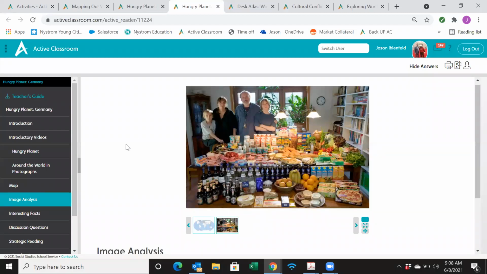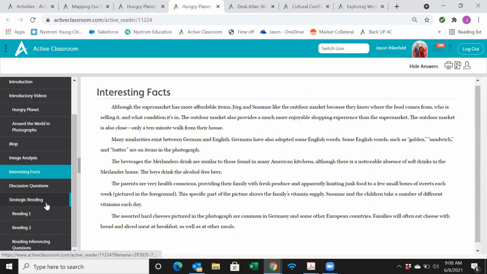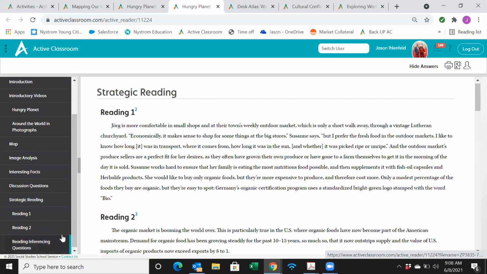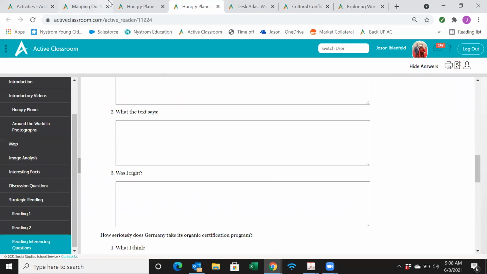This is very much that inquiry approach. So we want students doing the investigation. There's room here for discussion questions, so you guys can have a class discussion after the students analyze this at first themselves. There are some short readings that accompany these, and then some inferencing questions to close it out here at the end. So Hungry Planet's a great series.